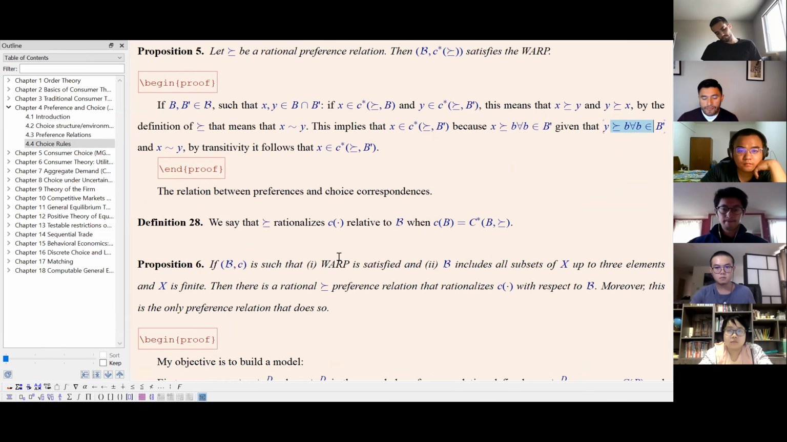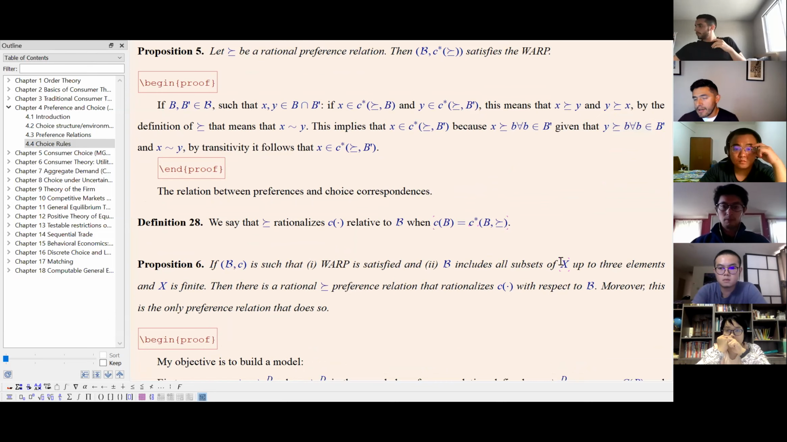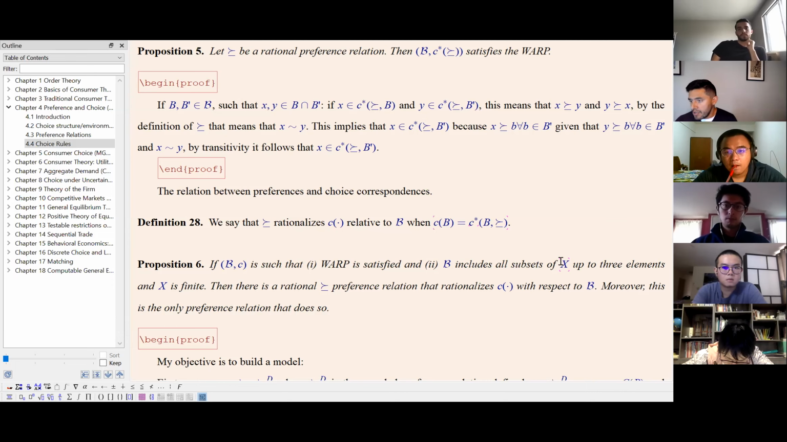Sorry, quick question. So this is a one-way relationship. If there's a rational preference, then it satisfies WARP. But just because it satisfies WARP doesn't mean it's a rational preference. Great question. Right, so this only means that WARP is a necessary condition. That means it's a testable condition of my rational model. Great.